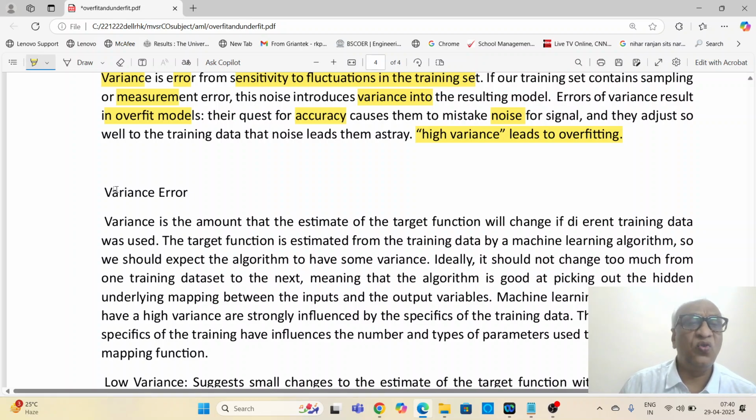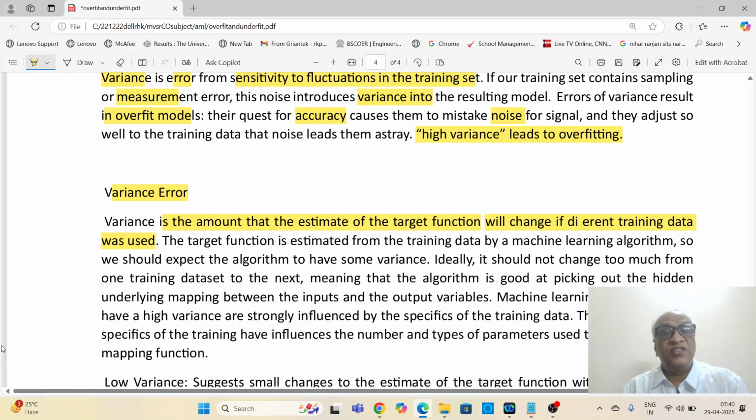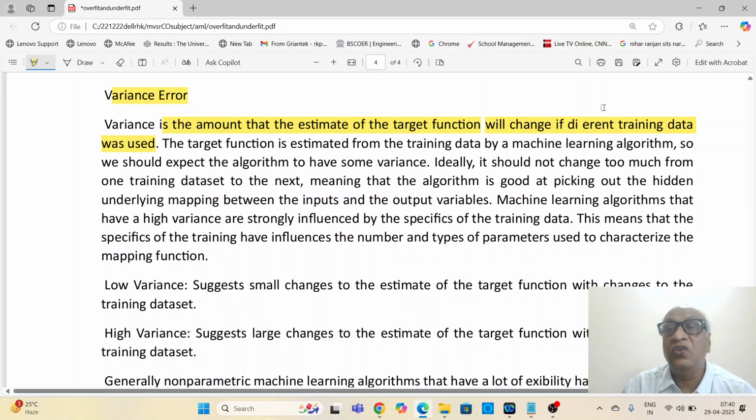Let us dig more into what variance and variance error are. Basically, variance is the amount that the estimate of the target function will change if different training data sets were used. So the same algorithm, same model is there, but I am changing the data sets, and there is a variance in the result. But the variance should not be too high, right? Even if I change the data set. If the variance is too high, it means something is wrong.